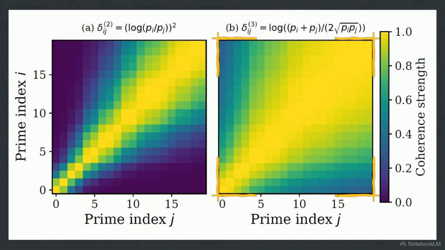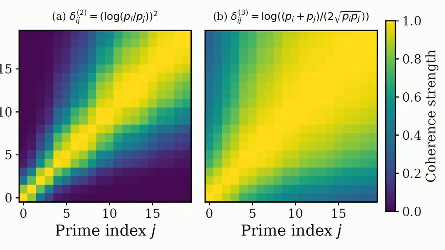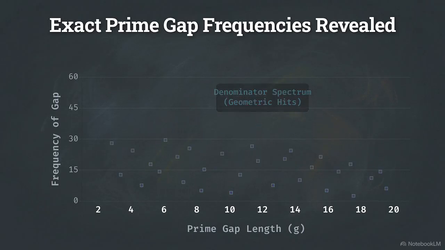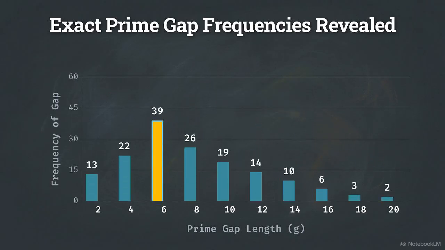Each color-coded point represents the coherence between different primes. Because the system tracks exact divisibility, the data is lossless. It preserves the full arithmetic structure of the gaps. The total collection of these geometric hits allows us to work backward and perfectly reconstruct the exact frequency of every prime gap found in the data.